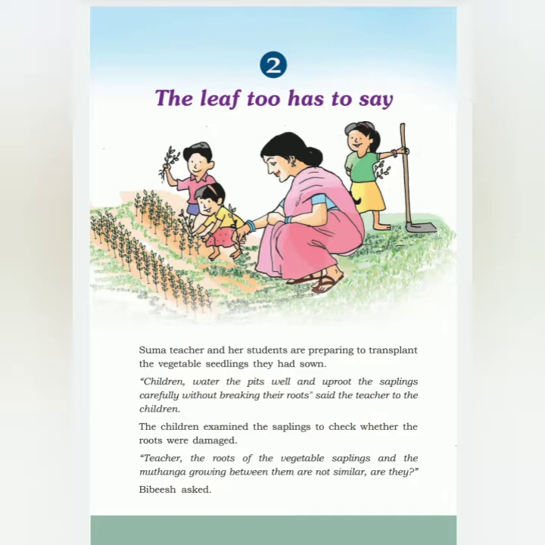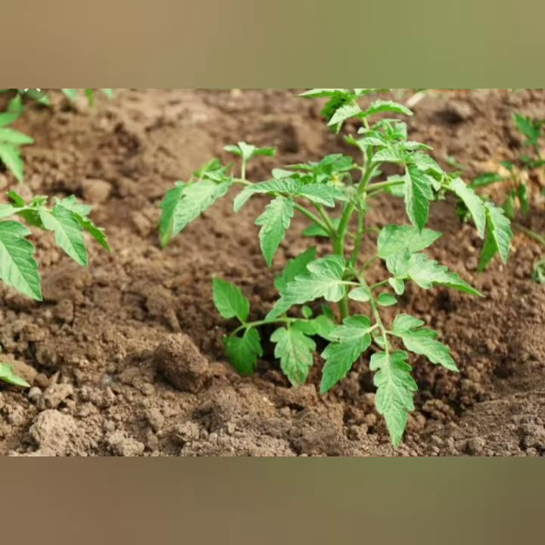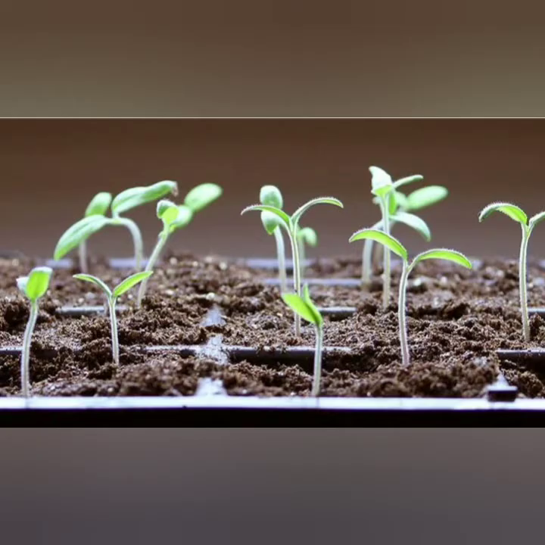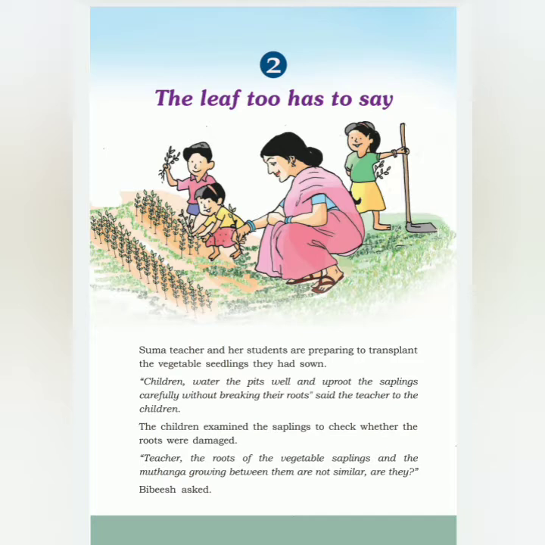Okay children, when we look around us, we can see different kinds of plants, isn't it? Yes, we can find a variety of plants around us. But all these plants have the same plant parts, right? What are the different parts of a plant? Can you tell? Yes, root, stem, leaf, flower, fruit and bud. These are the different parts of a plant.